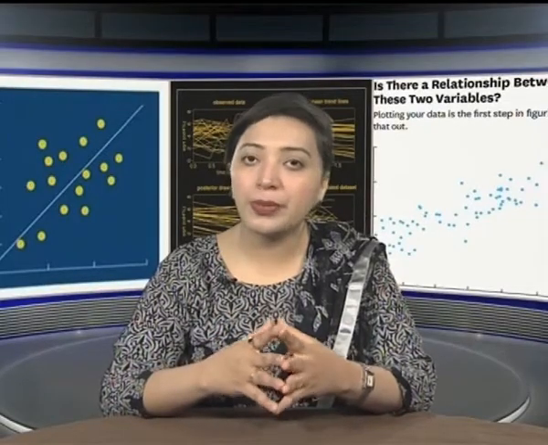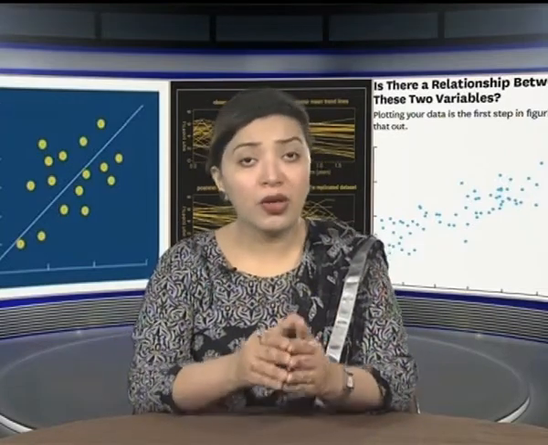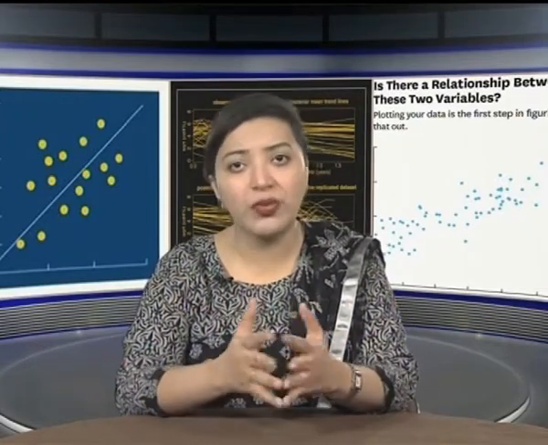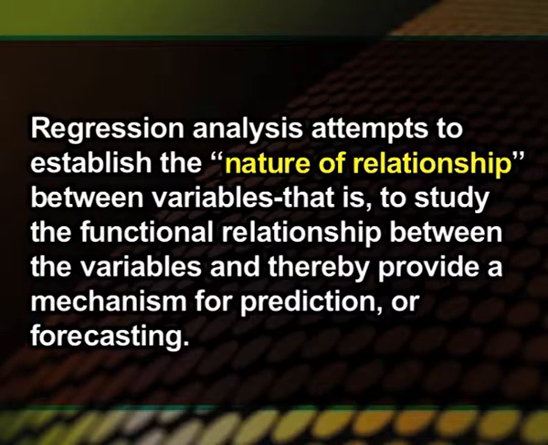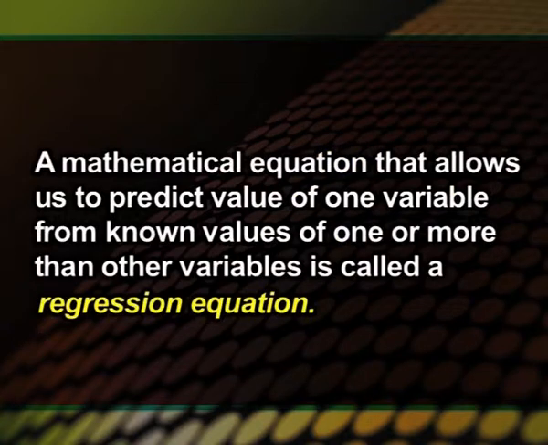From our discussion in the previous chapter, we are able to find a way of determining whether or not a relationship existed between two variables. Regression analysis attempts to establish the nature of relationship between variables, that is, to study the functional relationship between the variables and thereby provide a mechanism for prediction or forecasting. A mathematical equation that allows us to predict value of one variable from known values of one or more other variables is called a regression equation.